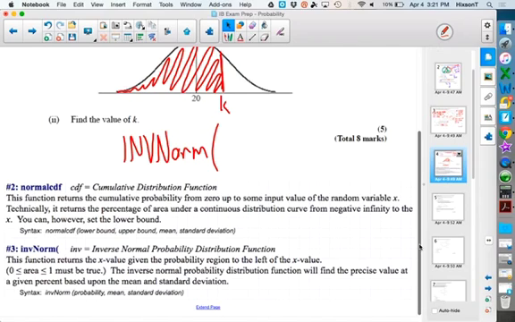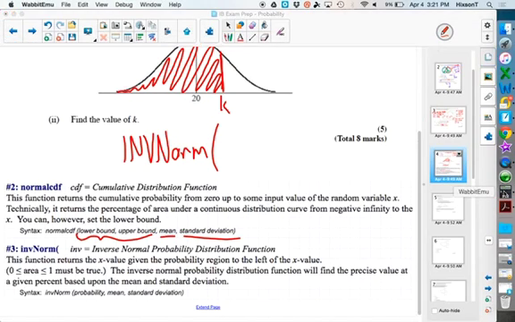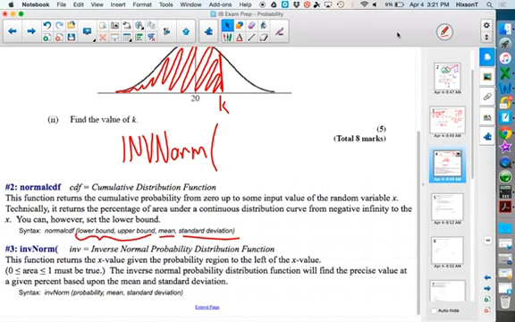Normal CDF, remember, gives you the probability with a given mean and standard deviation. What's the probability that a randomly selected variable is going to be within a certain range? Okay? So there's your normal CDF, lower bound, upper bound, mean, and standard deviation. That's under distributions. It's above, it's second bars. Okay. And then inverse norm is kind of the opposite.